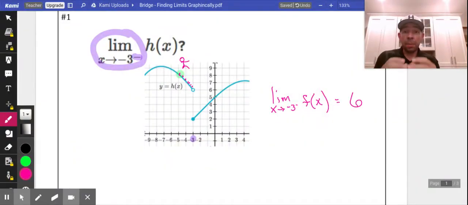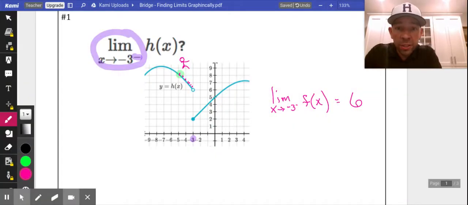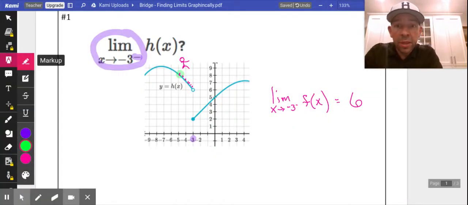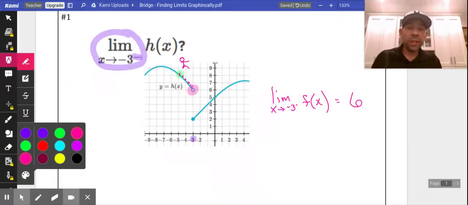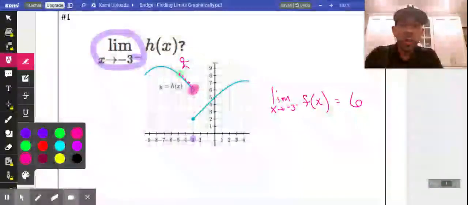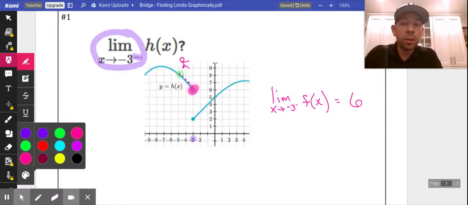Now, what are some common mistakes? A common mistake is that students look at this open circle right here. Okay, you see this open circle? Highlight it with the pink. Students look at that open circle and automatically assume that the answer is going to be does not exist. The reality is, because it's about intended height, not actual height, whether this is open or closed has no bearing on your final answer. My answer was going to be 6, whether this was open or closed.